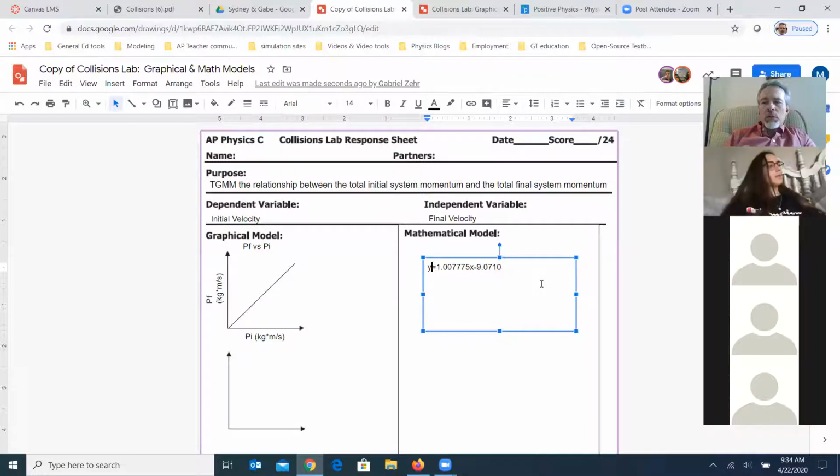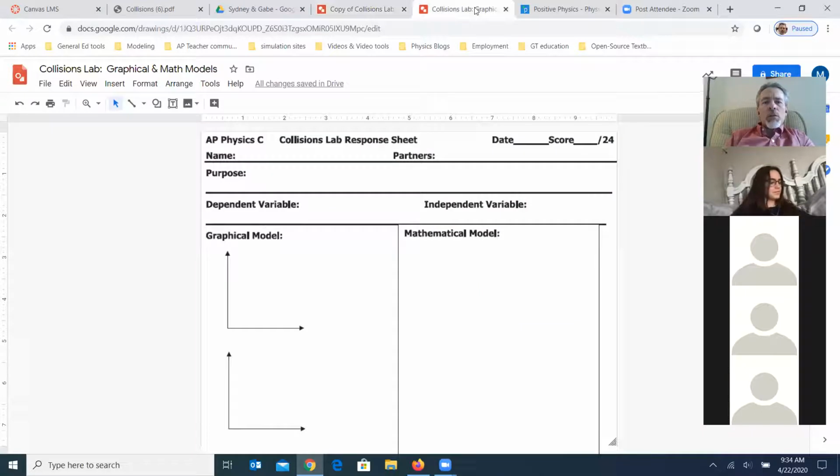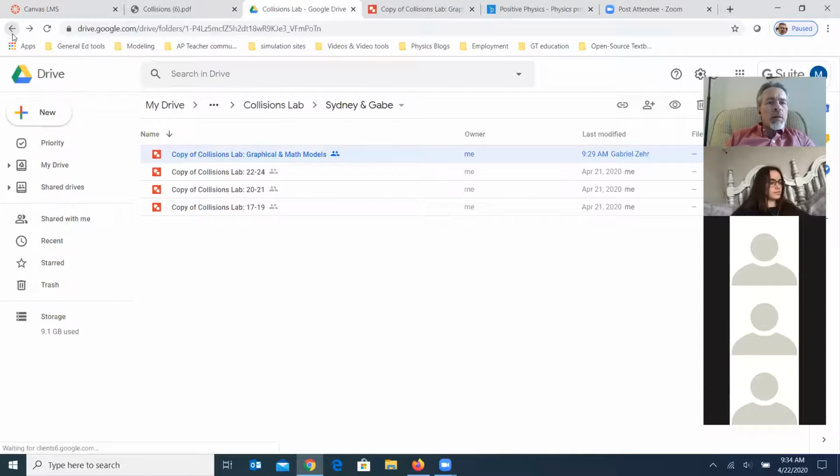No, I got 9.07. Oh, it is to the -5. I didn't see that. So yeah, that's probably pretty small. You probably could drop that off. Okay, so that one looks like it's a direct model.